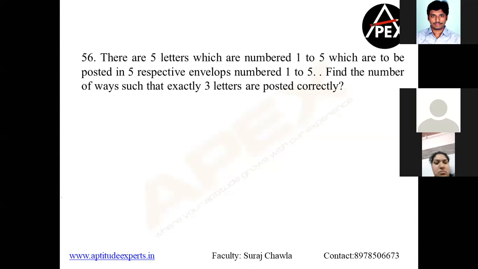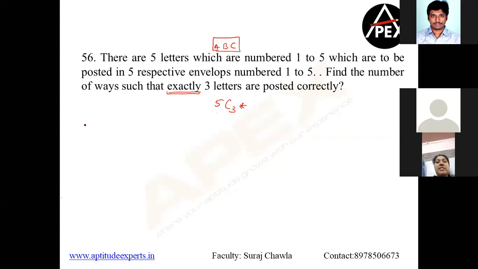Now, if I want three letters to be posted correctly, first things first, which three here? Are you getting it? Exactly three letters to be posted correctly. So first things first, which three? That is 5C3. Clear? Now, whenever the word says exactly three letters, that means you have to ensure the fourth letter and fifth letter are going into wrong boxes. So let me assume that A, B, C are the three letters that I picked to be posted correctly. One of the cases, A, B, C is correct.